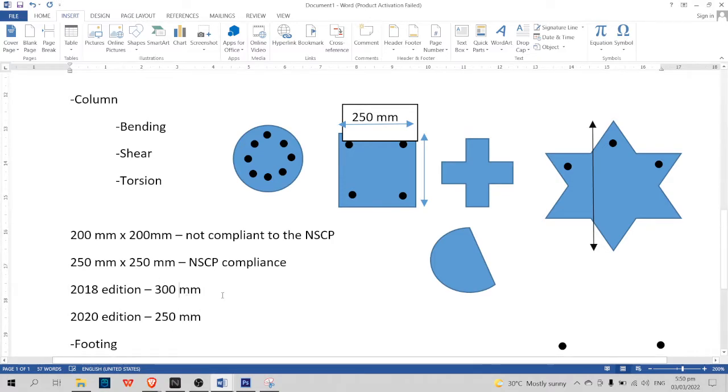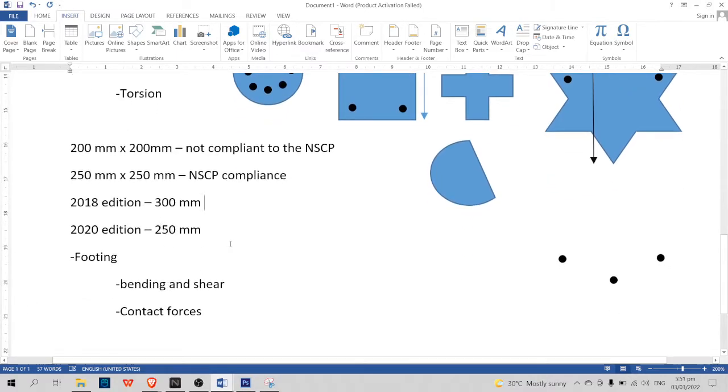Which is, ako personally, I don't like using 250 kasi maliit yan. Okay? Maliit yan. So, I usually still use 300 by 300, lumang edition. Mas safe ka dito. Hindi ko kabisado masyado ito, but there is a time na nagpalit sila. Na-print nila yung 2015 edition, NSCP 2015, but doon sa second printing na tinatawag nila, may mga na-edit. Pero 2015 pa rin yon.